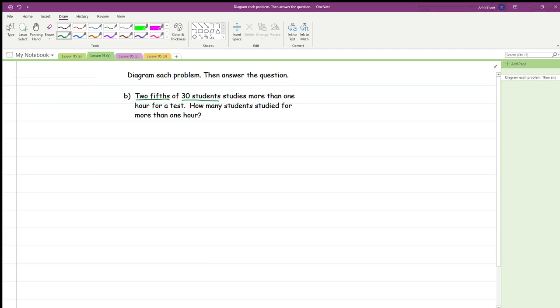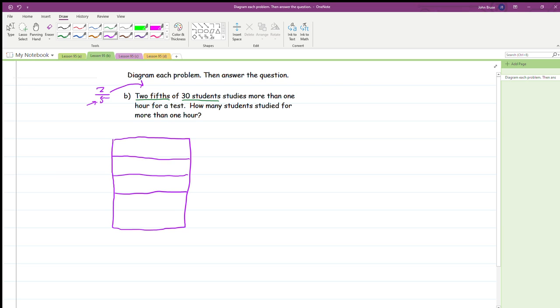Well, we know that 2/5, this part right here, is a fraction. And the denominator, this number here, is telling us how many parts we're going to have. So we're going to do the same thing we did last time. We're going to draw a 5-box diagram, because there are 5 parts. That's what the denominator is telling us. There's 1, there's 2, there's 3. Notice that I'm using the blue lines to help me. All right. And then just like last time, we're going to write our total up top, which is 30 students.